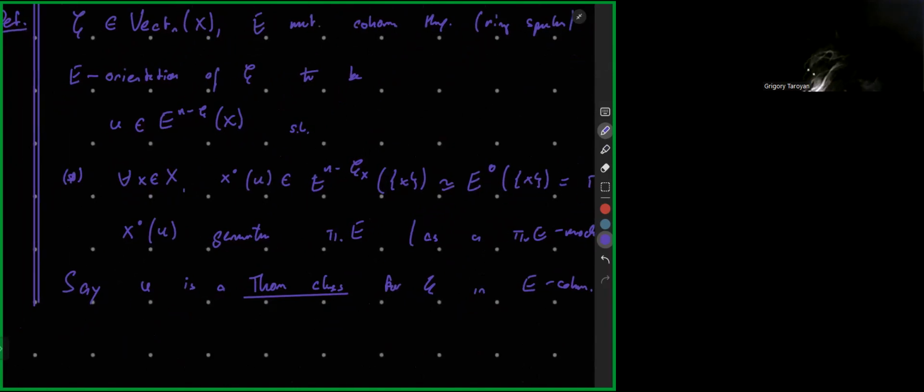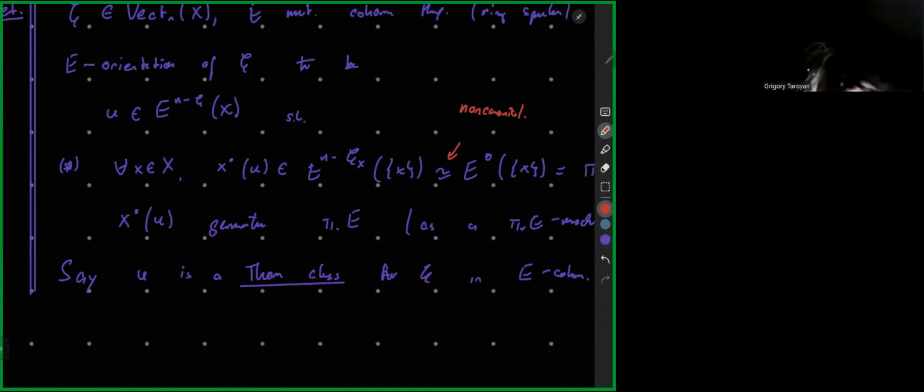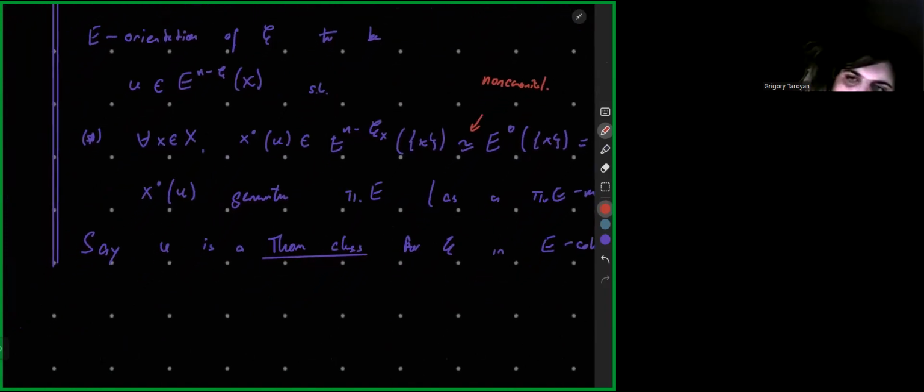So, furthermore, keep in mind that this isomorphism is non-canonical, but the only possible elements you can get are just going to be off by a sign. So it's not actually that big of an issue.